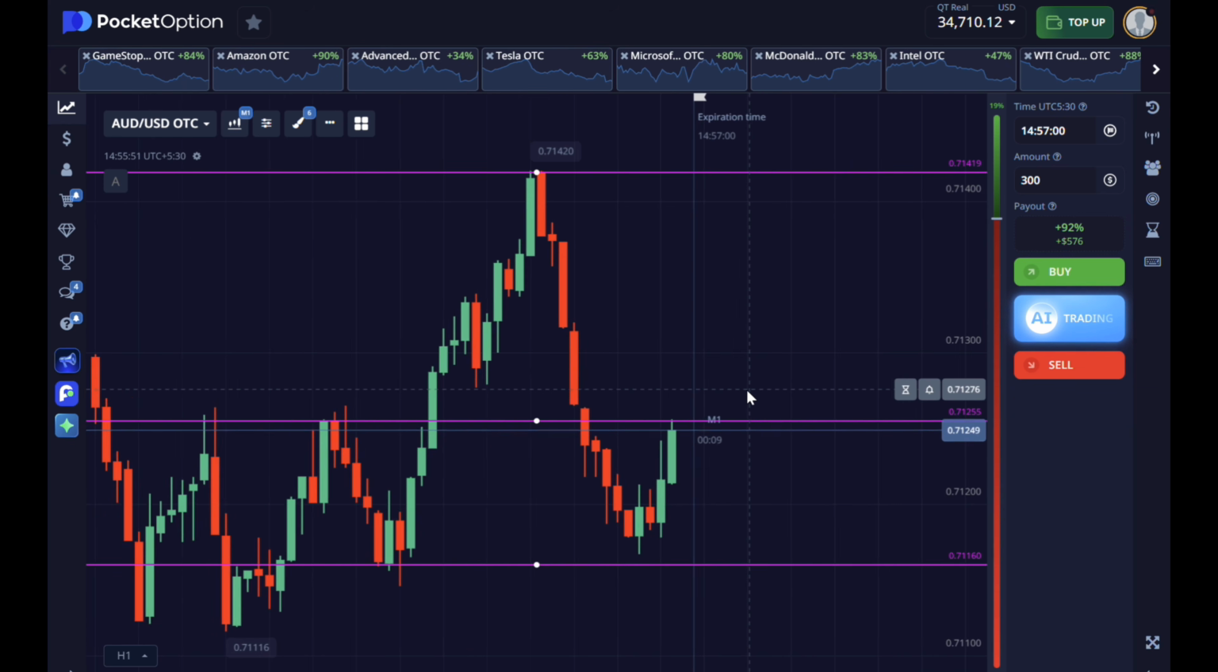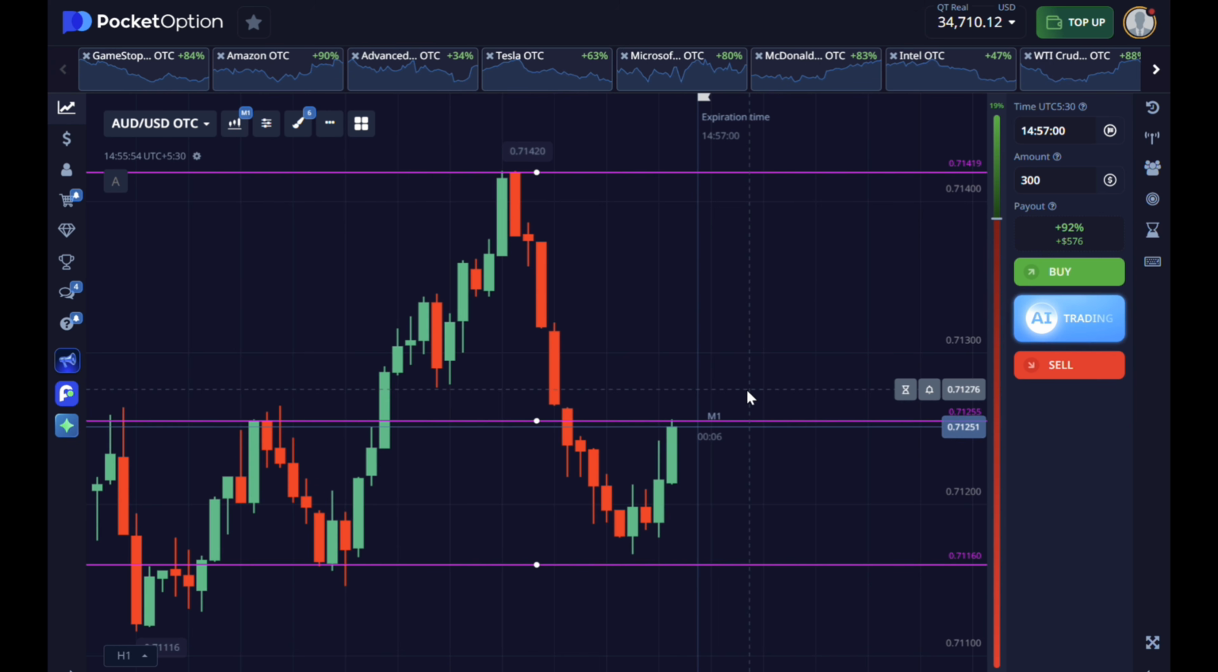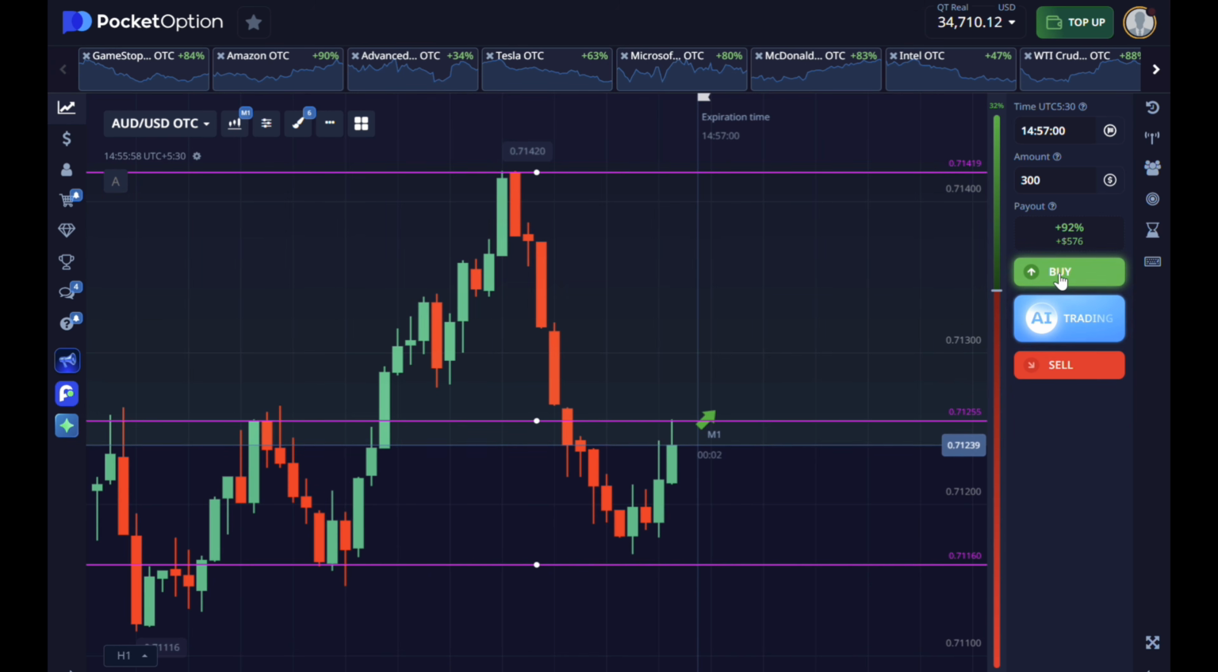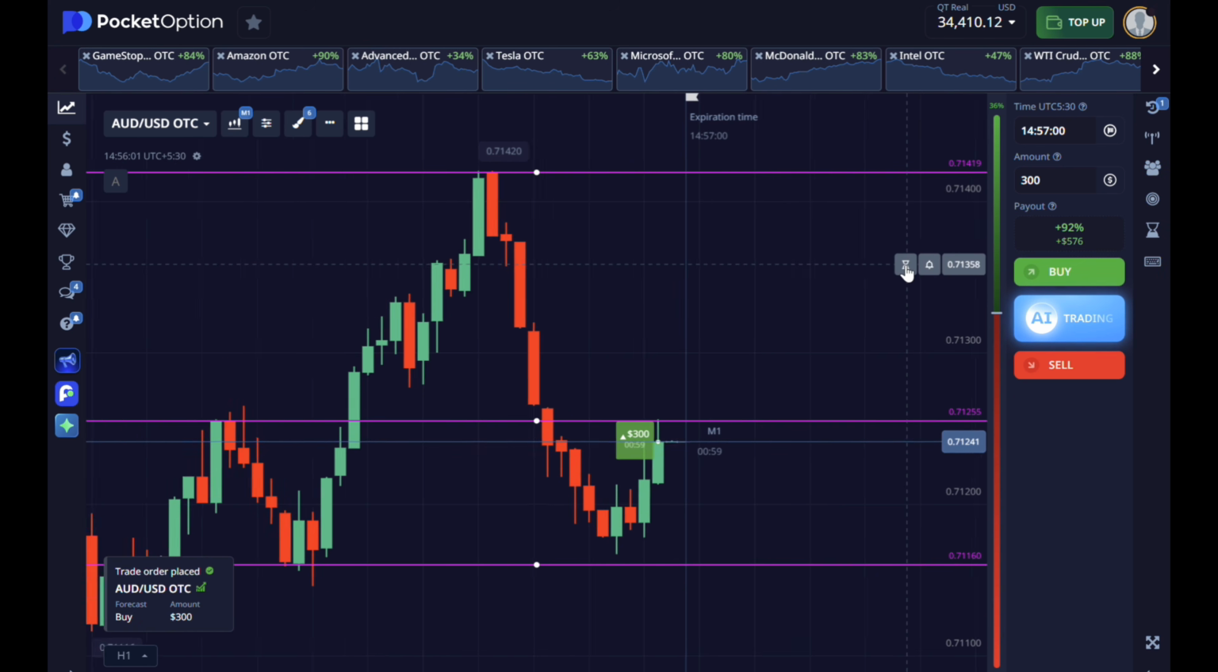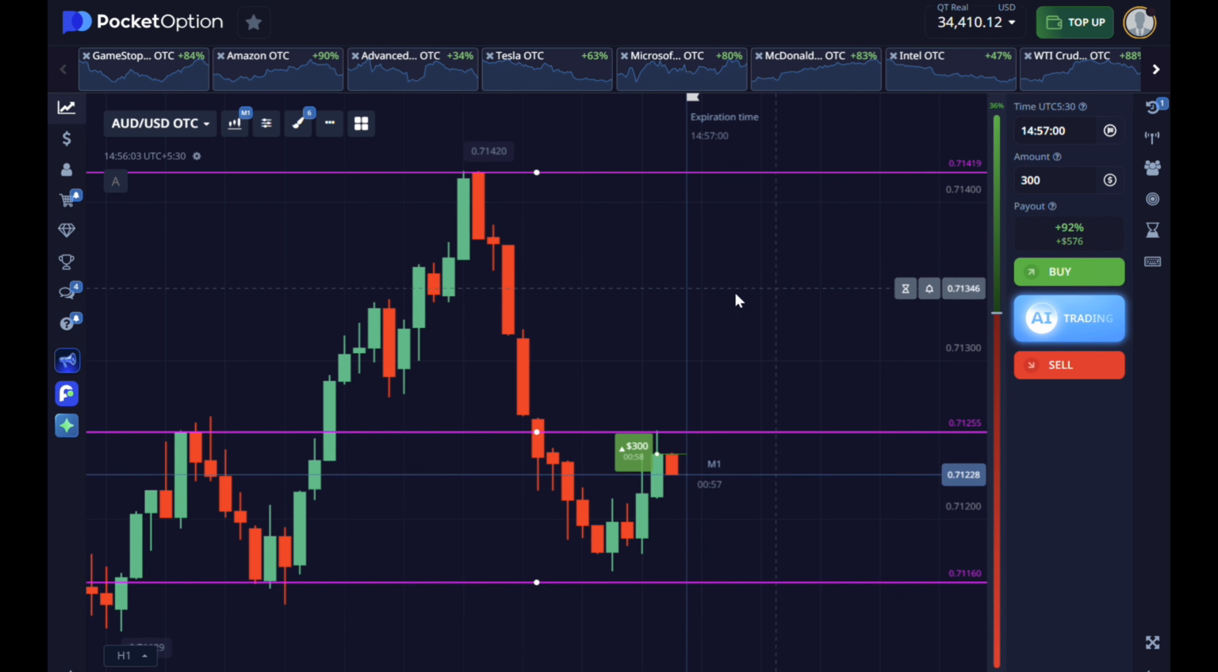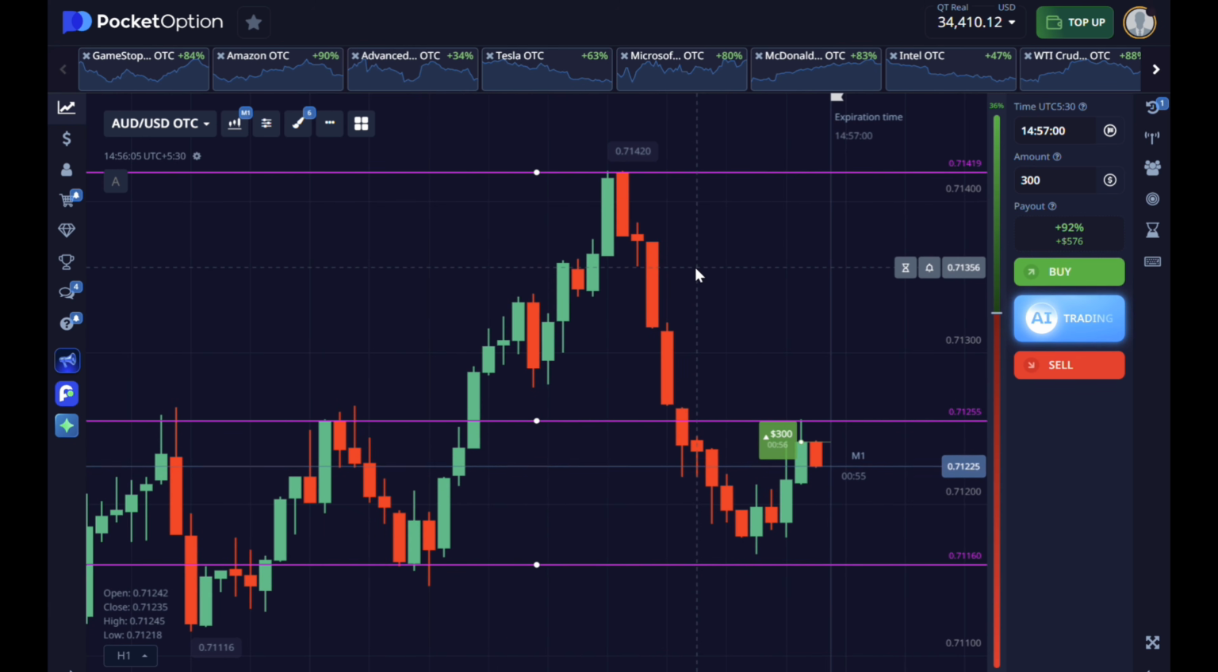The market, this candle has become quite large, trying to break it. So it's a high volume candle. Thus, the next candle here can be green. So for this reason, I will place a trade for the upward direction. I have placed a $300 trade for the upward direction here.